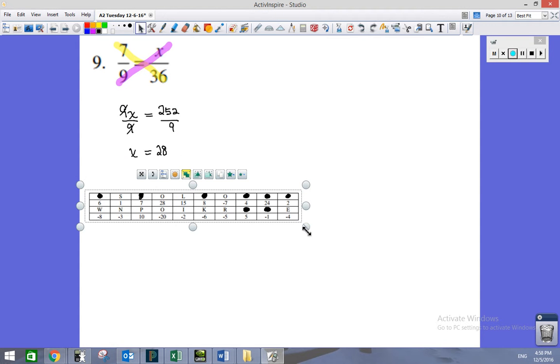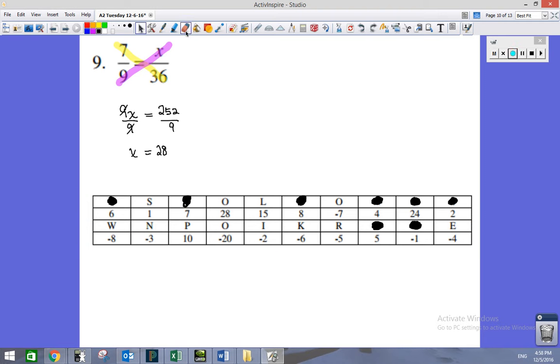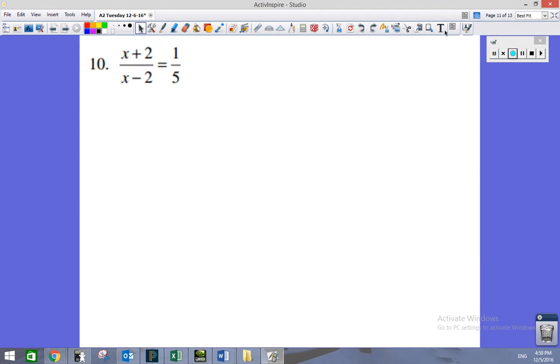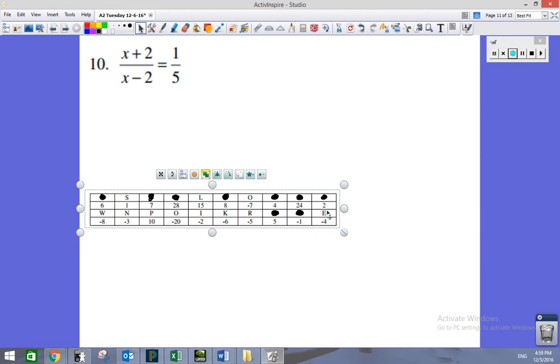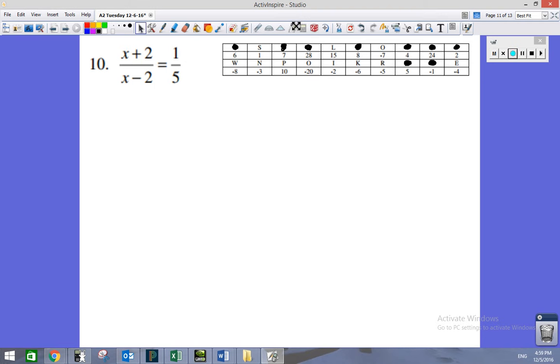and see if we can find 28 in the body of this table. Alright, so there it is. So let's cross out the letter above it there. So let's group this table together and copy it and bring it to the next problem. Shrink it up and take a look at this problem.